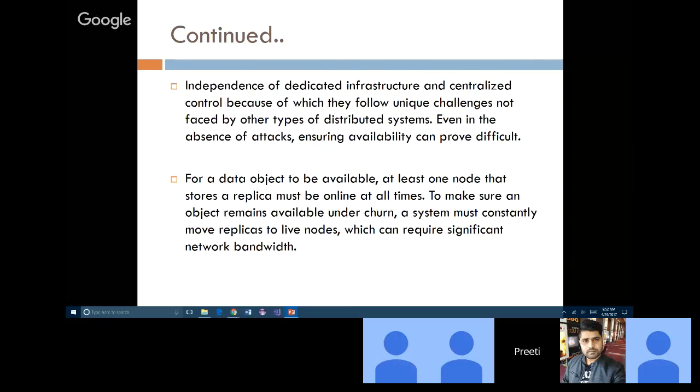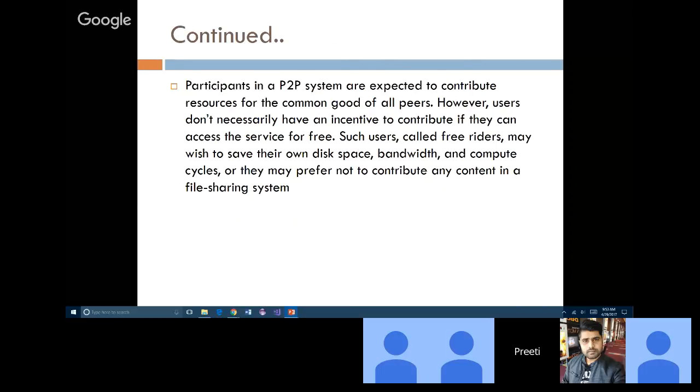There is independence from dedicated infrastructure and centralized control, because of which they face unique challenges that are not faced by other distributed systems. Even in the absence of attacks, ensuring availability can prove very difficult. For data objects to be available, at least one node storing a replica must be online at all times. So if one node fails, there should be a replacement for that node, and a replica should always be available. To make sure an object remains available, a system requires higher network bandwidth, because if one fails, another has to come up.